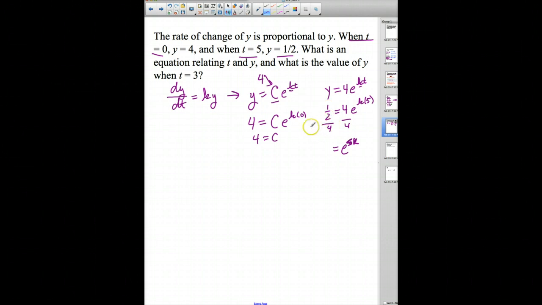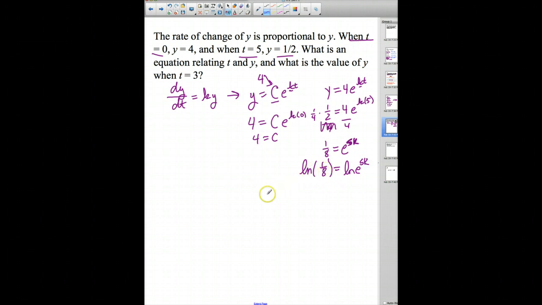1/2 divided by 4 is the same as 1/2 times the reciprocal of 4, which is 1/4. So that will be 1/8. Now how do we get the k out of the exponent? Again, we take the natural log of both sides. So we have the natural log of 1/8 equals the natural log of e to the 5k.